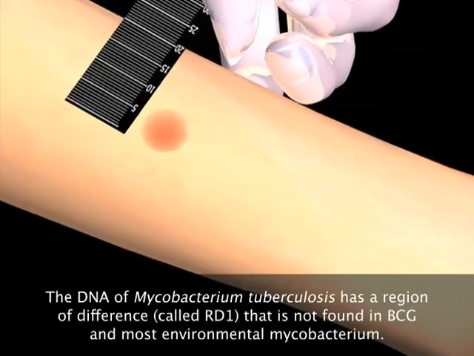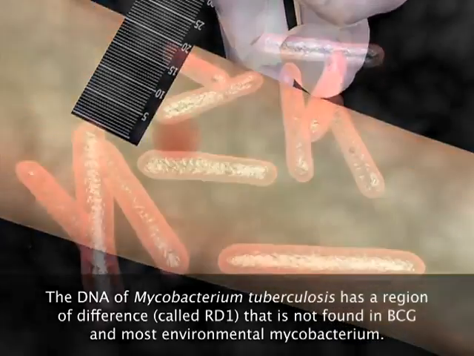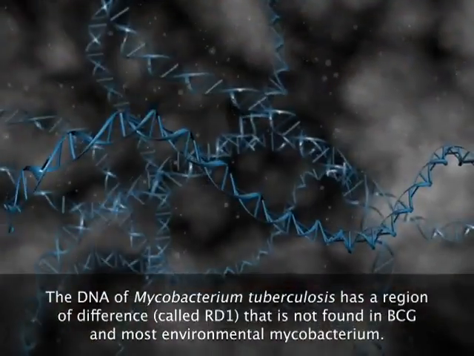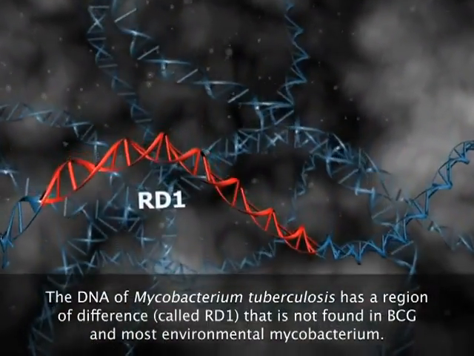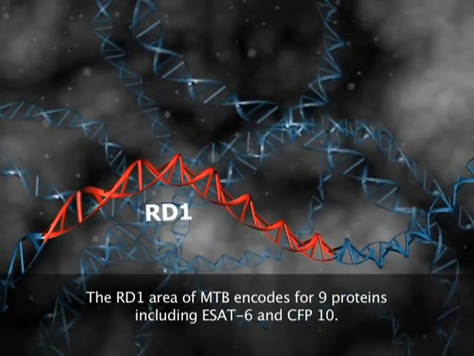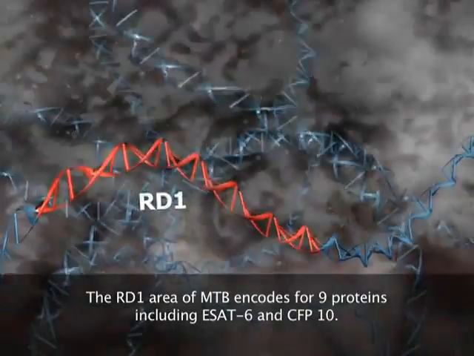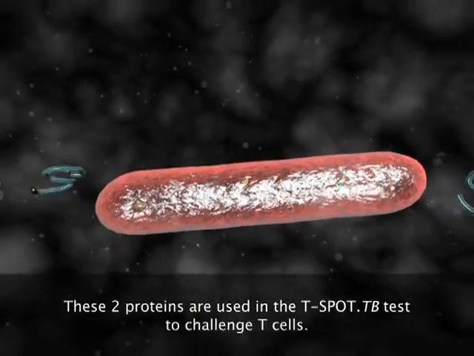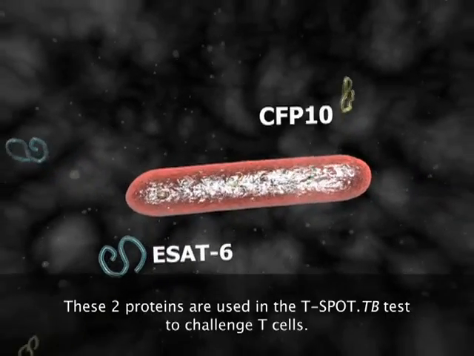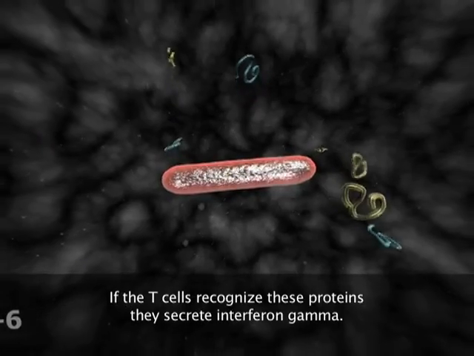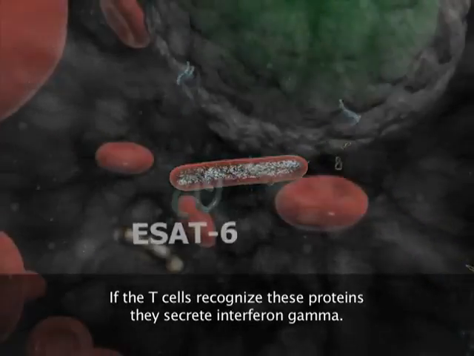The DNA of Mycobacterium tuberculosis has a region of difference called RD1 that is not found in BCG and most environmental Mycobacterium. The RD1 area of MTB encodes for 9 proteins, including ESAT6 and CFP10. These 2 proteins are used in the T-spot TB test to challenge T cells. If the T cells recognize these proteins, they secrete interferon gamma.